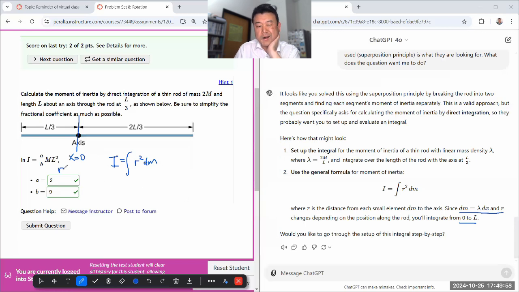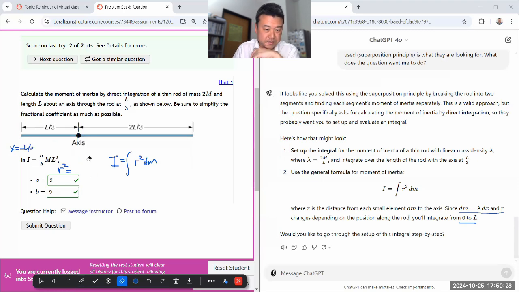Say that r squared is equal to... so if you are going to integrate from 0 to L, then, I mean, I don't really want to integrate from 0 to L. I want to integrate from x is equal to minus L over... But actually, let me do it this way.